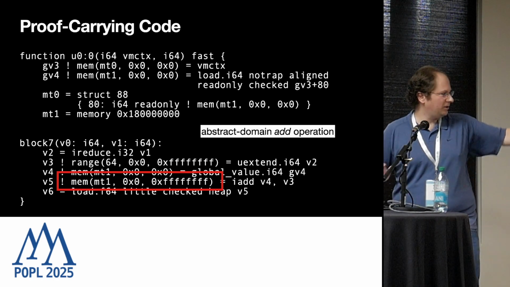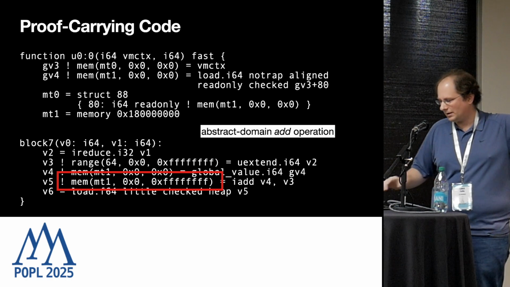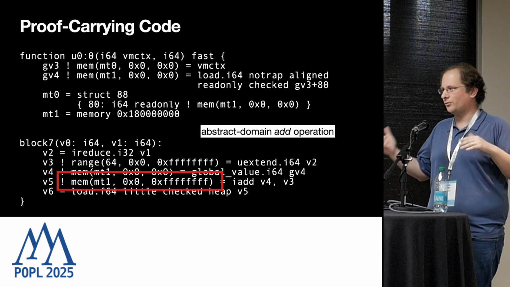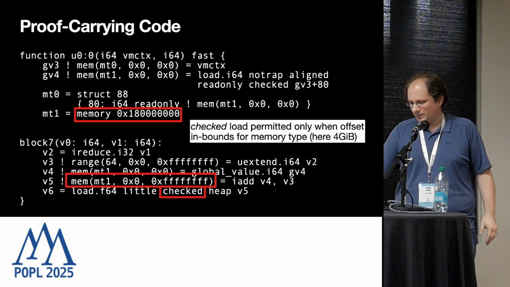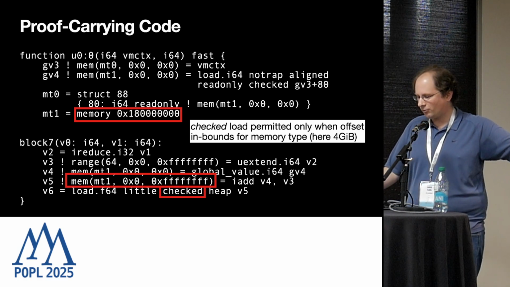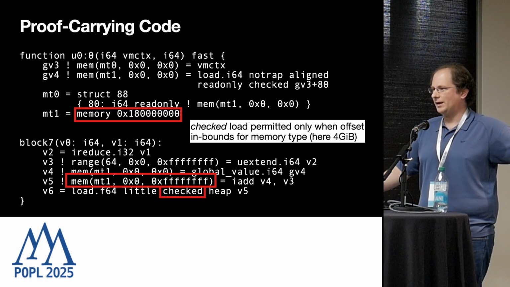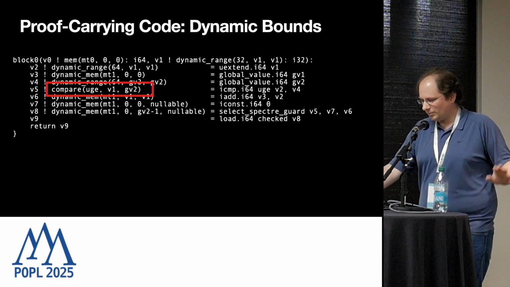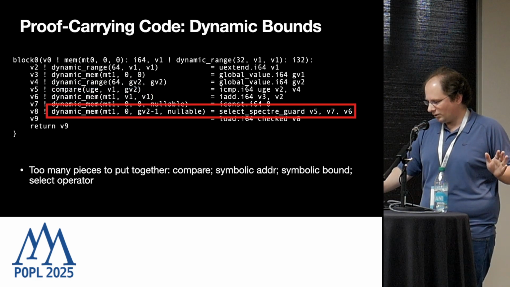And then we know that MT1 is a memory that has that valid amount of space, right? So it's a 6 gigabyte reserved virtual memory space, so allow any load or store within that range. And so when we have the checked flag on a load, we actually check that the address has the necessary fact, and we reject this code if it doesn't. So there's some stuff with dynamic bounds that I won't go too much into.